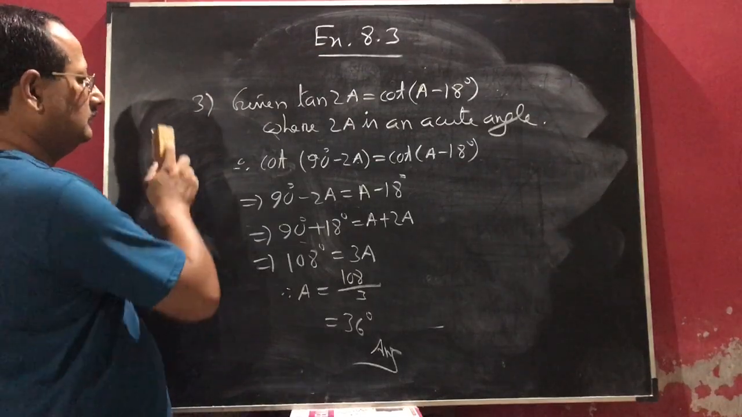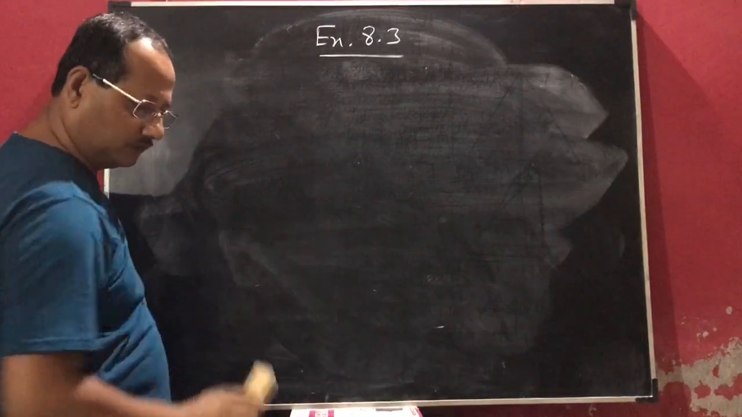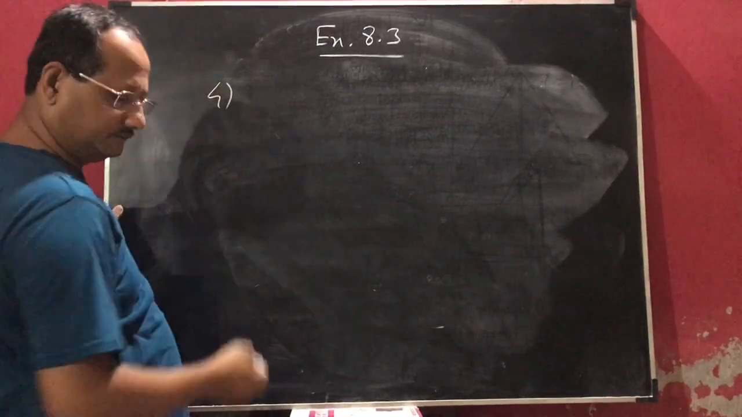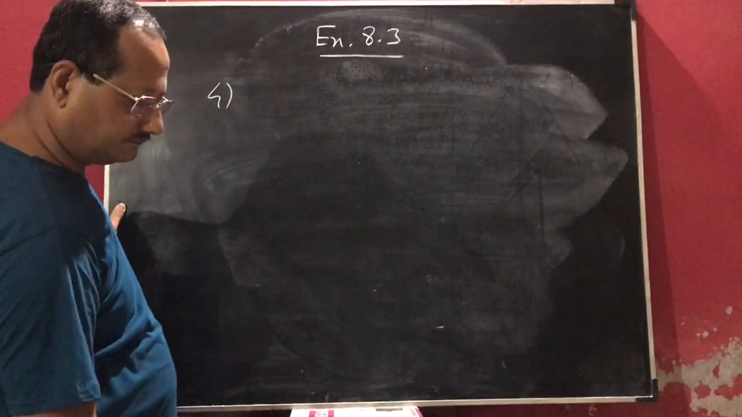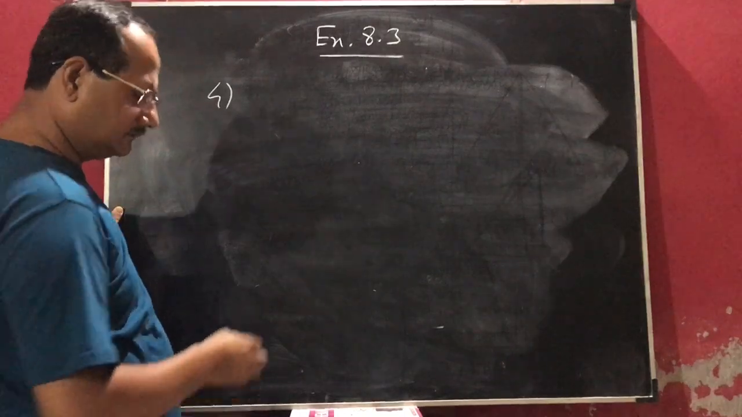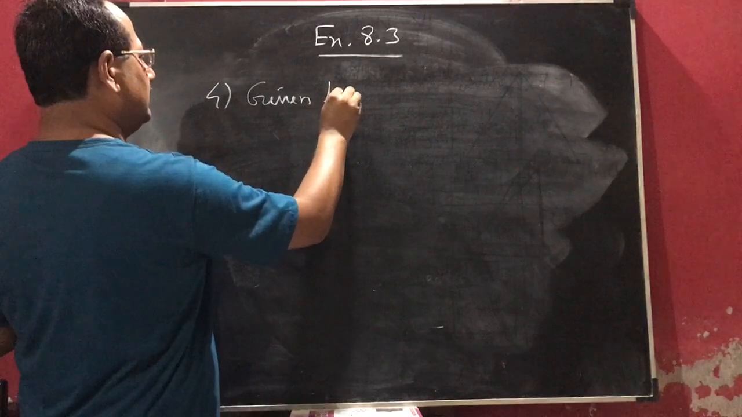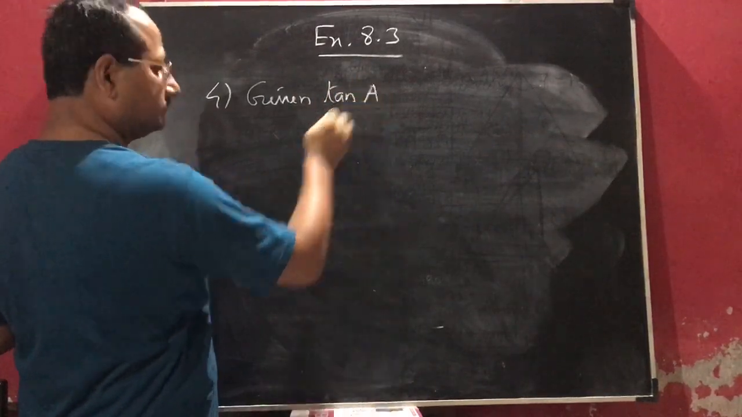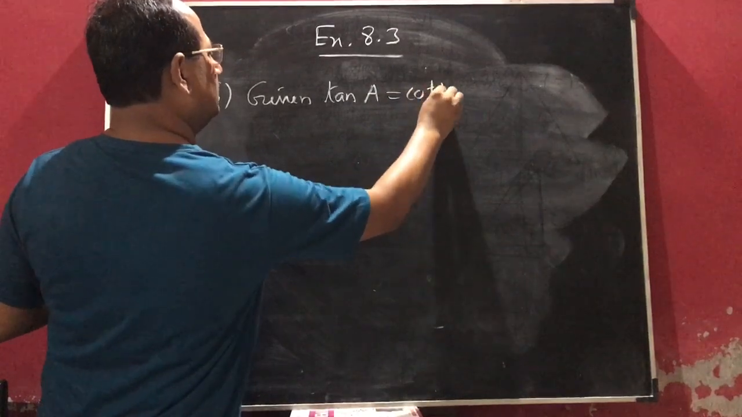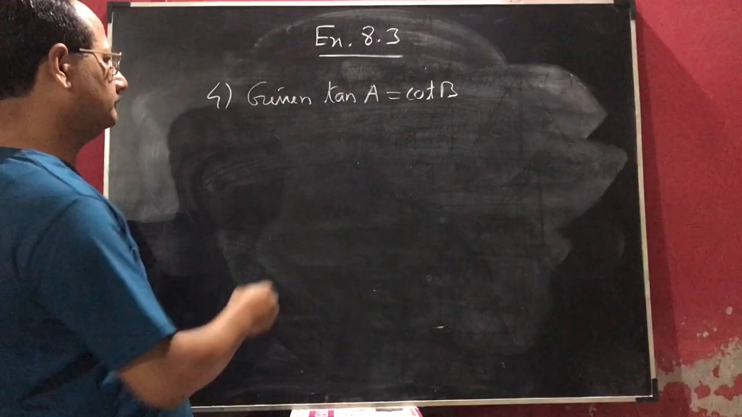Next, question number 4. Given tan A equal to cot B, you have to prove A plus B equal to 90 degree.